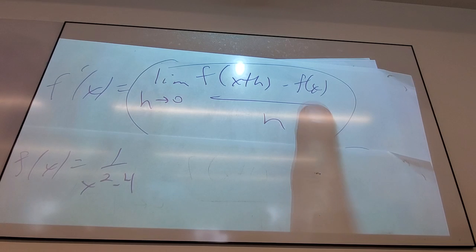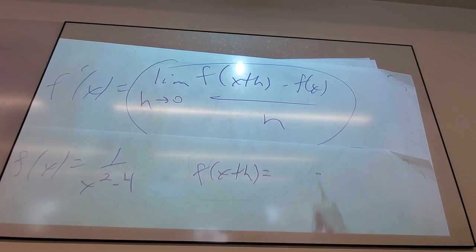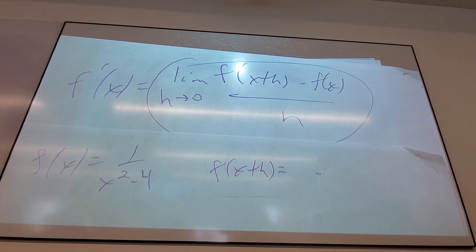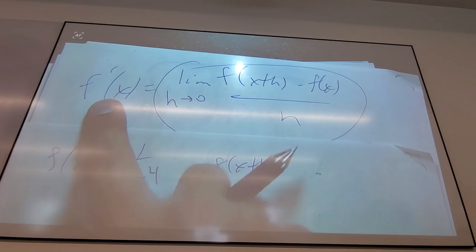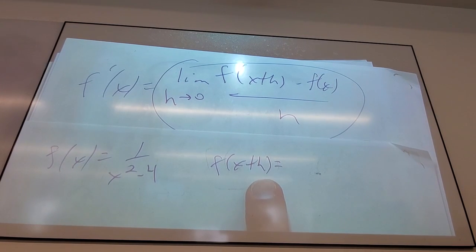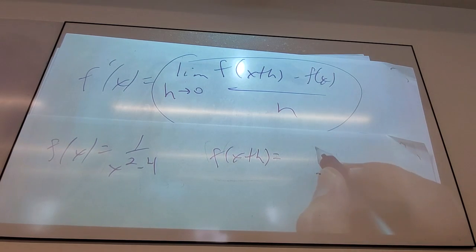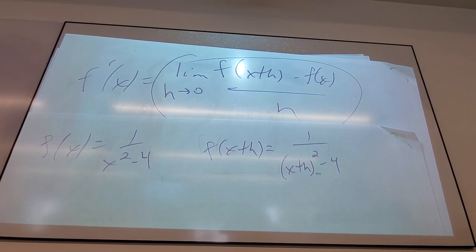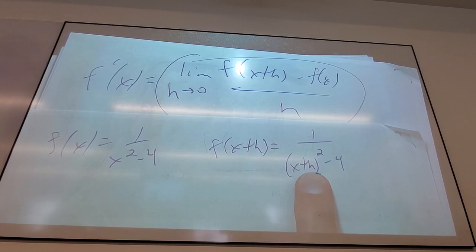So I've got this piece, right? What do I still need? F of x plus h. This is what's called the construction approach. You see what you need to answer a question, and you see what pieces you don't have yet. Whatever you don't have yet, you construct it. So f of x plus h, what would that equal to? 1 over x plus h squared minus 4. Yes. You don't just throw a plus h at the end. You have to plug that in, right?